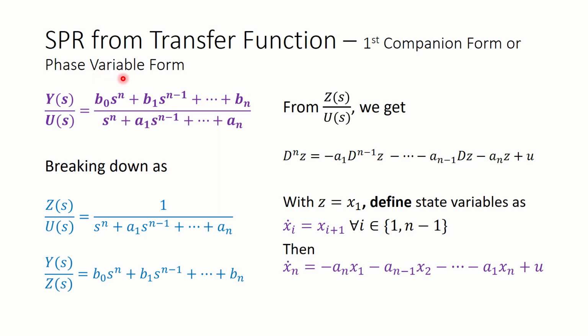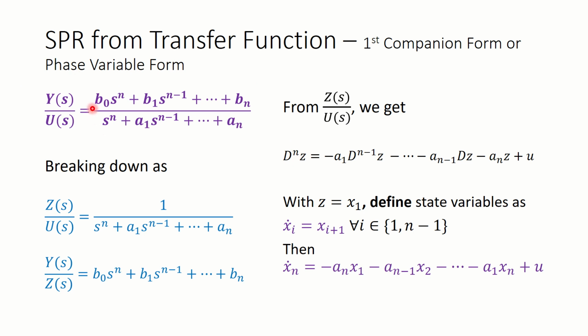Since the transfer function has to be proper, it may not be strictly proper, but at least it has to be proper. So the numerator order is the same as the denominator order in a generic transfer function.